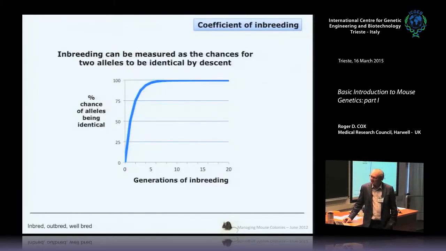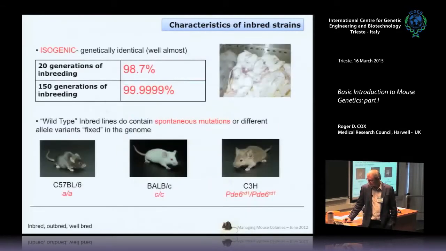So inbreeding over long periods of time, with lots of generations of inbreeding, generates highly identical mice, and mice that don't vary genetically. After 20 generations of inbreeding, they are 98.7% genetically identical, but over 150 you start to trend towards 100. So those will be isogenic, genetically identical, or almost. But there are spontaneous mutations, and these become fixed in the genome. So coat color mutations, for example, are an obvious visible thing.